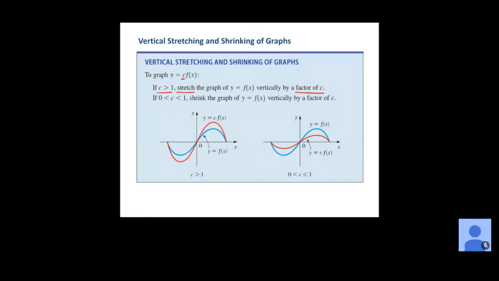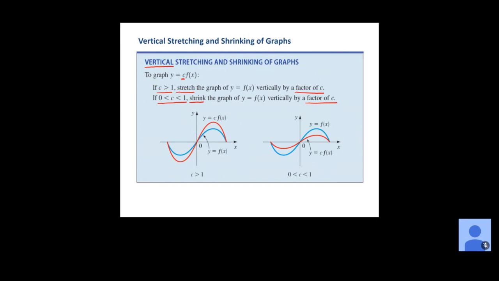If instead we have a c value that's between 0 and 1, so in this case, think like it's going to be a fraction or a decimal value, right? If it's between 0 and 1, then we're going to have a vertical shrink by that factor of c instead. So again, as long as the c value is out front, it's always going to be vertical. If the c value is bigger than 1, it's a stretch. If the c value is between 0 and 1, then it's a shrink.